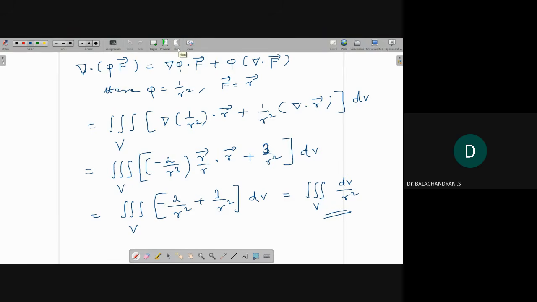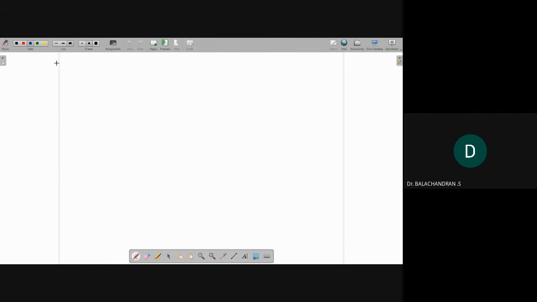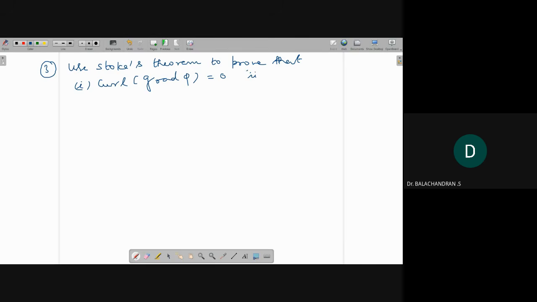So I think the next problem is the last problem. Use Stokes theorem to prove that, subdivision 1: curl grad phi equals 0; subdivision 2: divergence of curl of f vector equals 0.